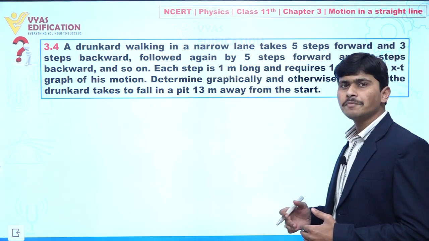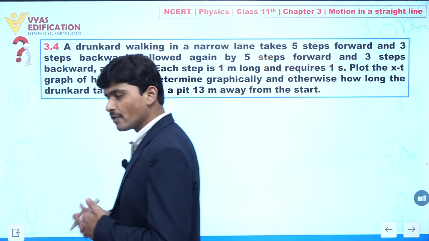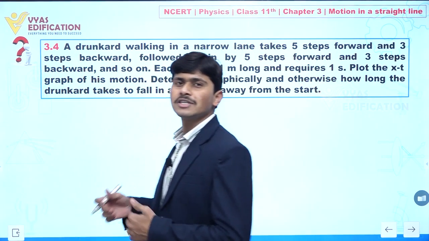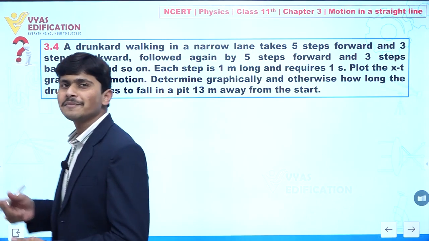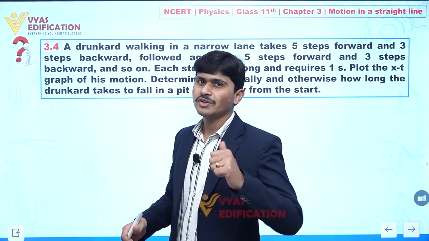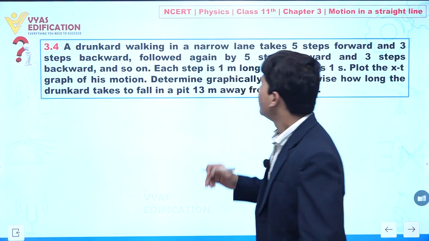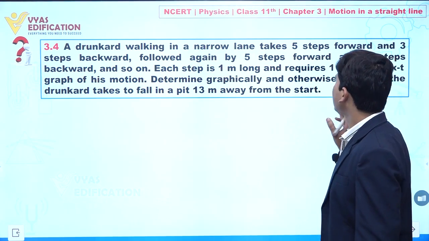It means a drunkard person first goes 5 steps in the forward direction and then comes 3 steps in the backward direction, again goes 5 steps forward, again comes 3 steps backward. So this situation is given to you. Each step is 1 meter long and requires 1 second.